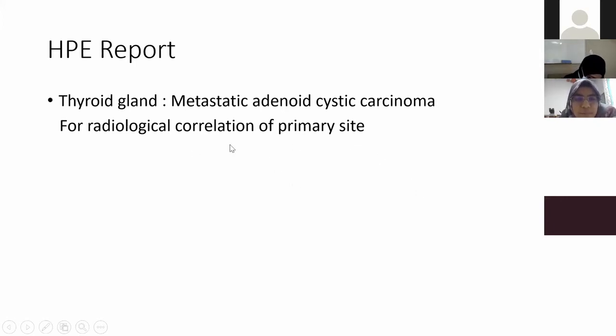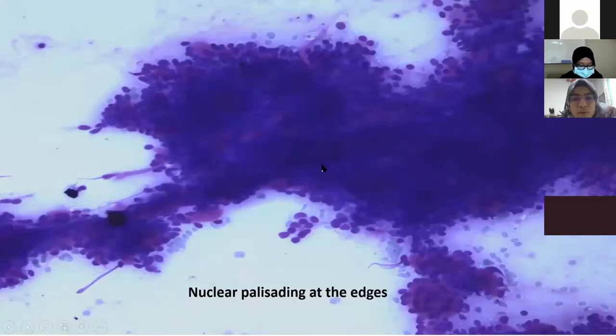Because clinically they were thinking more of a thyroid primary, and radiologically also more of a thyroid mass, a thyroid primary. During that time, probably the radiology report didn't commit anything about secondaries. Okay, so based on the HPE, we look back at the cases. We search for the possible pitfall, what we missed during that time. So we look back at the thick clusters just now.